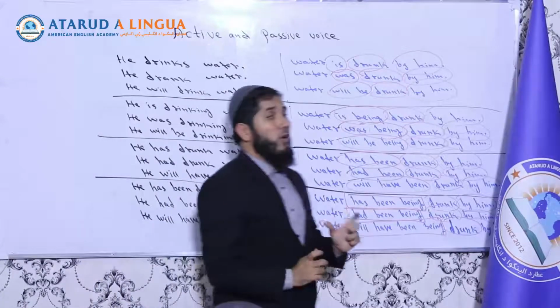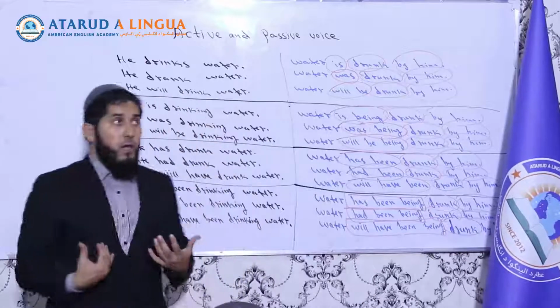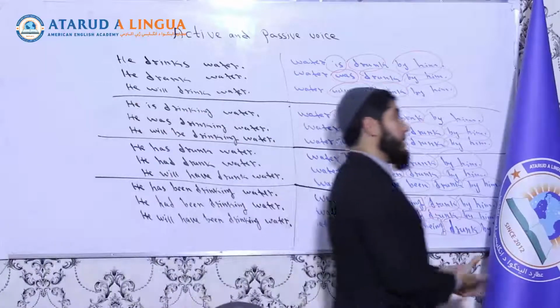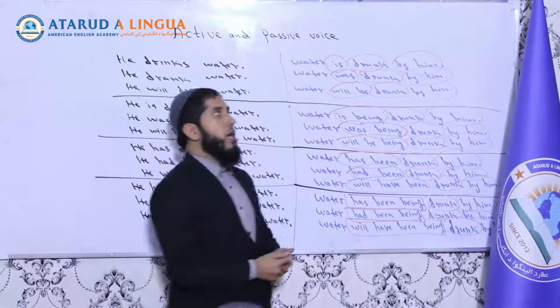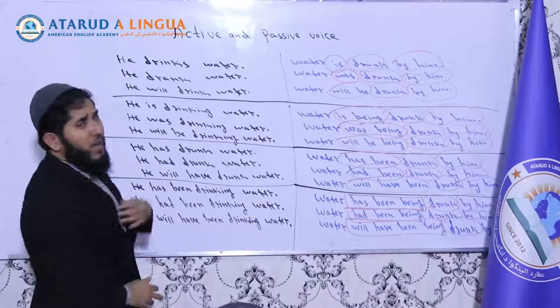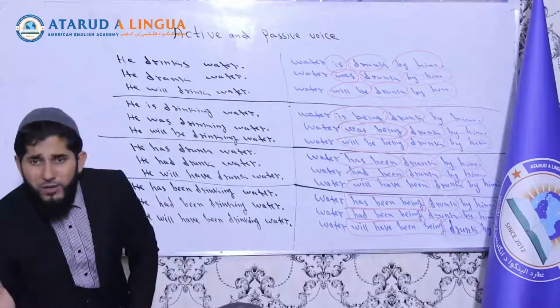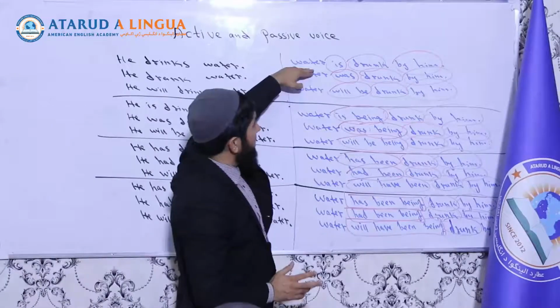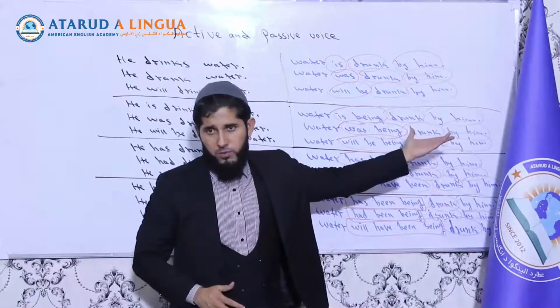So now we're gonna practice changing active sentences into passive sentences in all 12 tenses, okay? If you want to make it negative, he drinks water. How would you make it negative? He doesn't drink water, okay? Water is drunk by him, water is not drunk by him. That would be the negative form, okay?